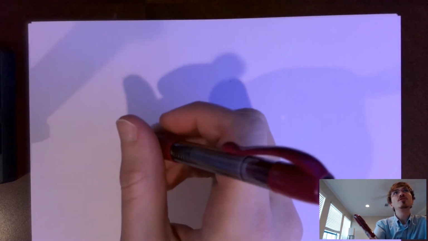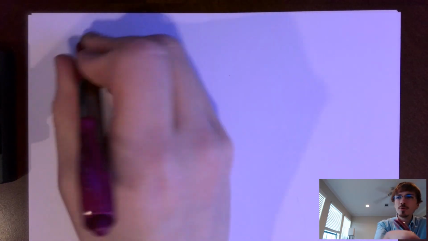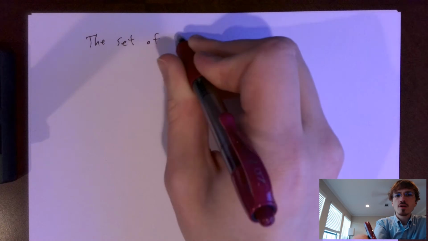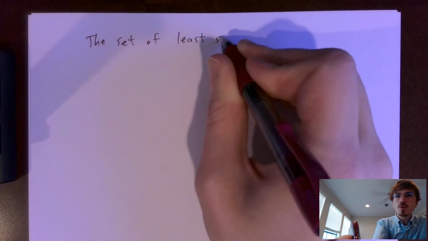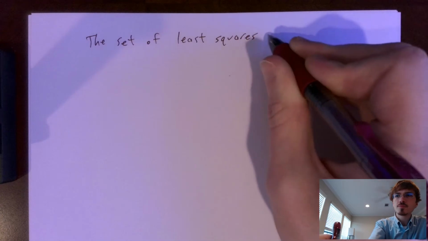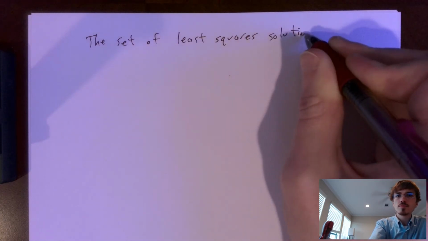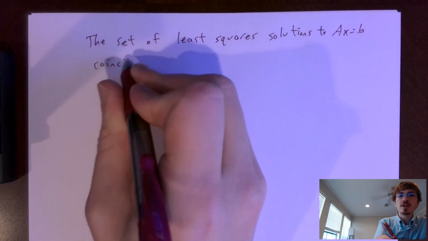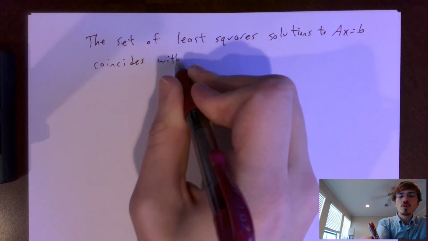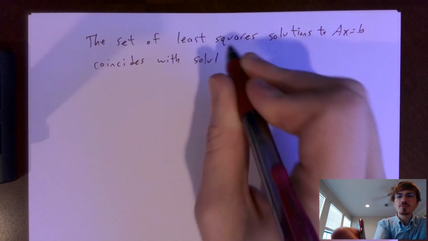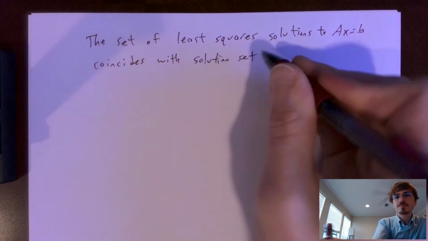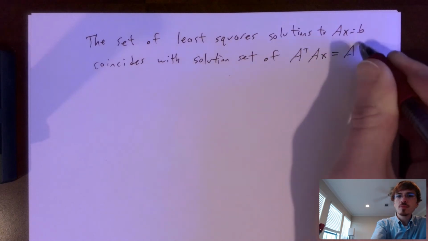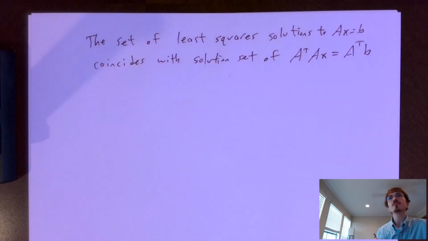So, what do we know? Before we begin, let's just state what we know. We know that the set of least square solutions to the equation Ax equals b coincides with the solution set of A transpose times A times x equals A transpose times B. And that's beautiful. That's easy peasy.